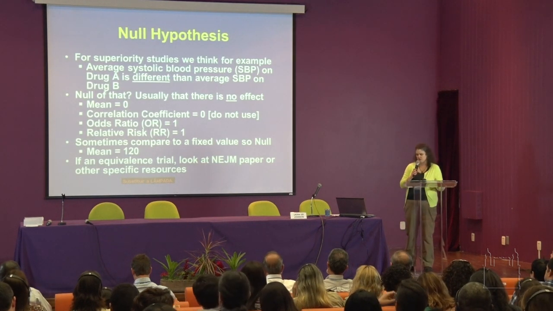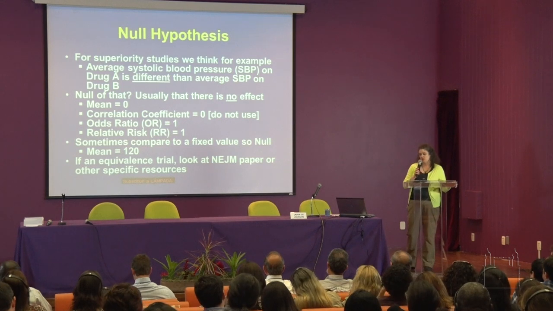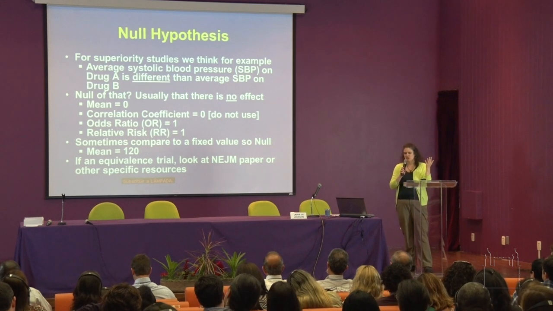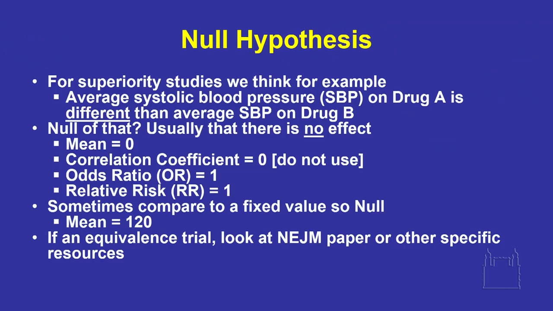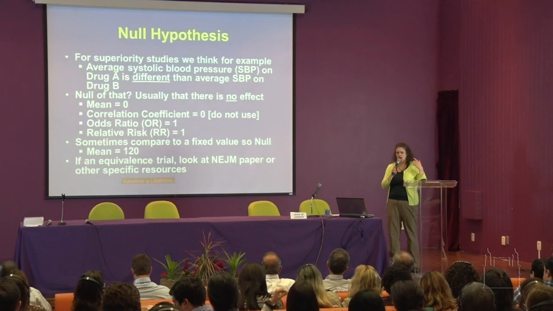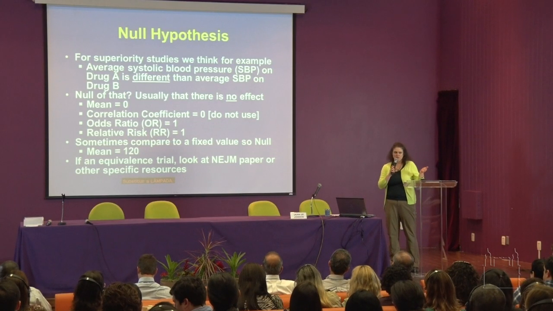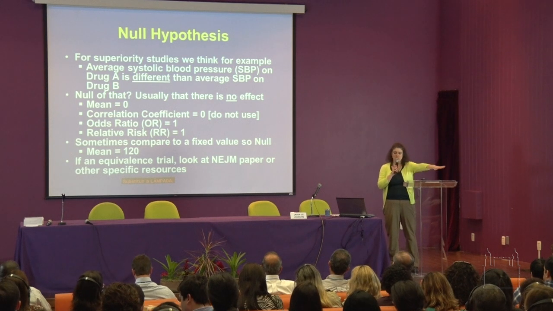The null hypothesis for superiority studies, think about a systolic blood pressure example. So your average systolic blood pressure on drug A is different than the average systolic blood pressure on drug B. That's a classic setup for a superiority study, right? So what's the null?